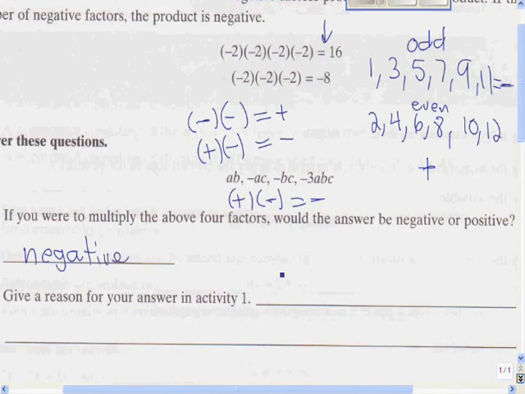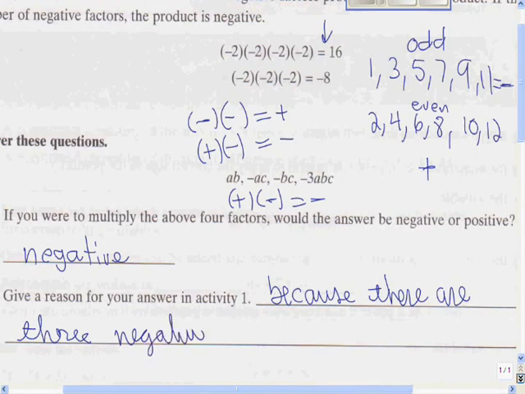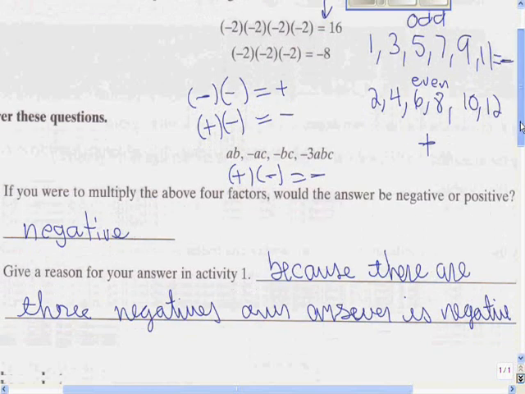Okay, why? Well, a simple explanation would be because there are 3 negatives, our answer is negative. Obviously, because 3 is an odd number, an odd number of negatives gives us a negative answer.